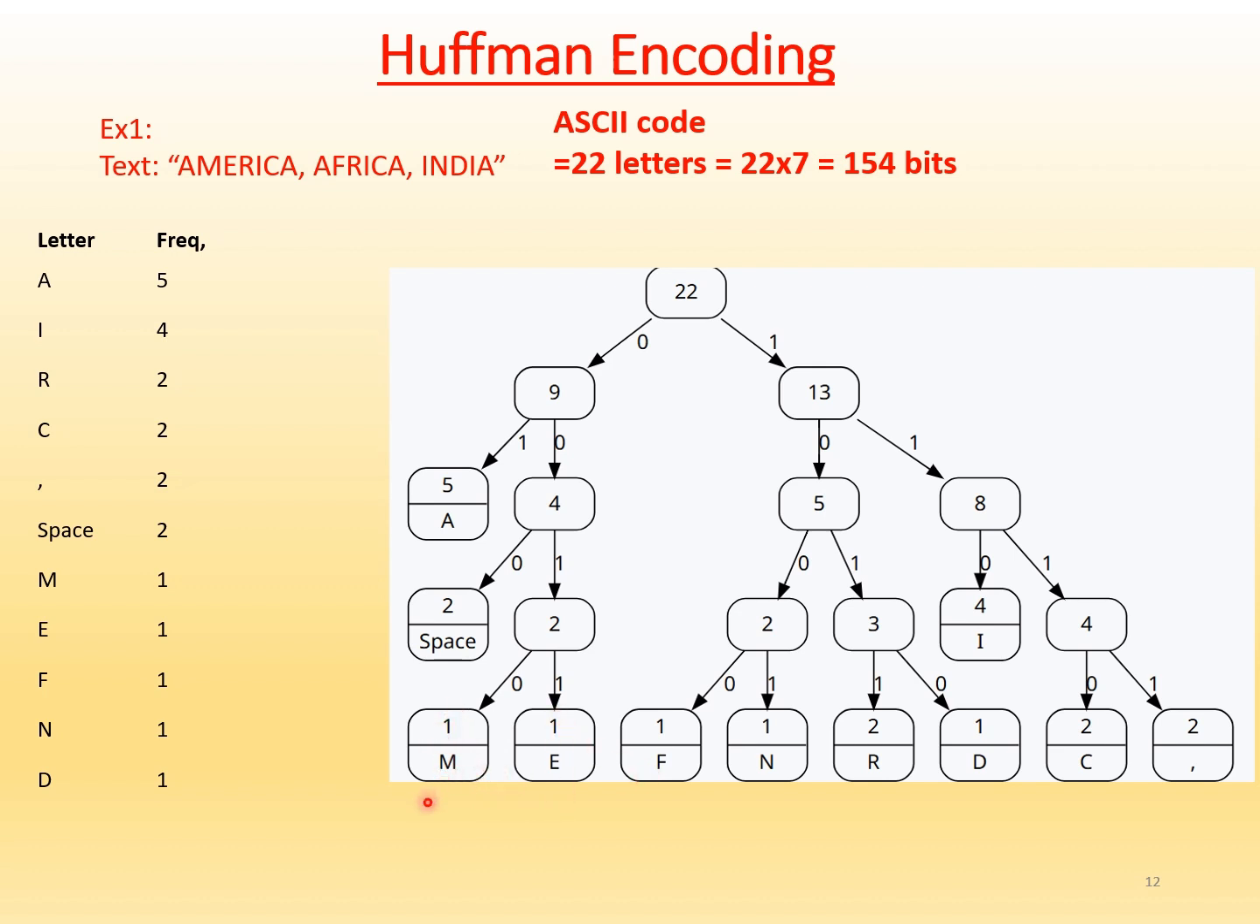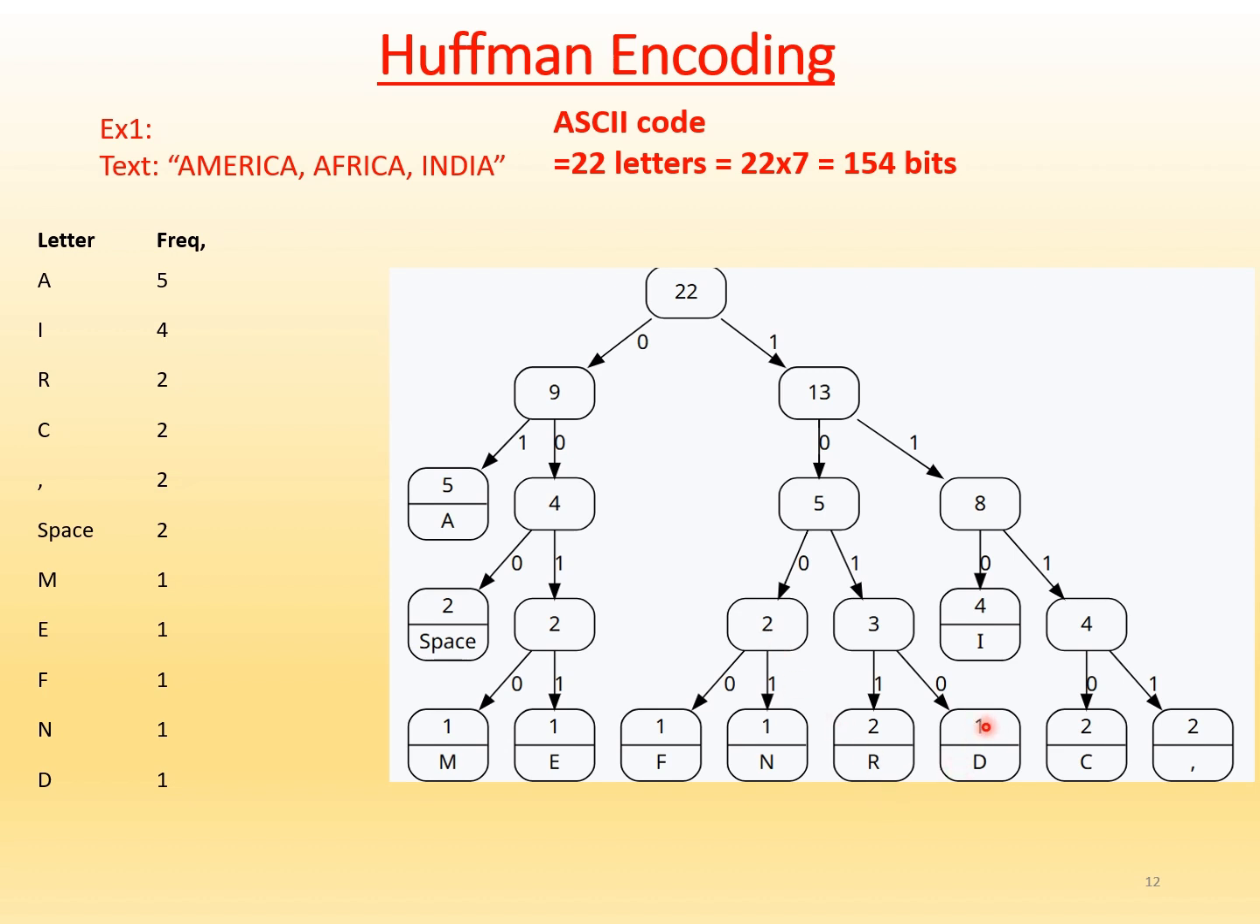So you combine, you are generating a binary tree. If you have two children, you can have a parent, right? So M occurred 1 time, E occurred 1 time. If you combine them to a parent node, the total frequency will be 1 plus 1, 2. You have many such 1 frequencies. So you do F and N, 1, 1, you are getting another parent 2.